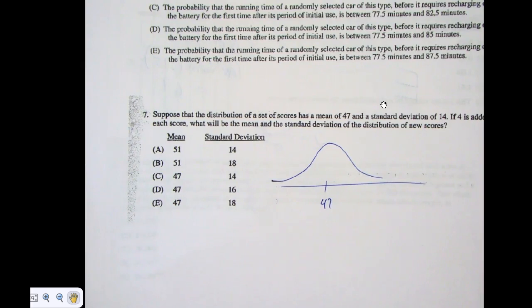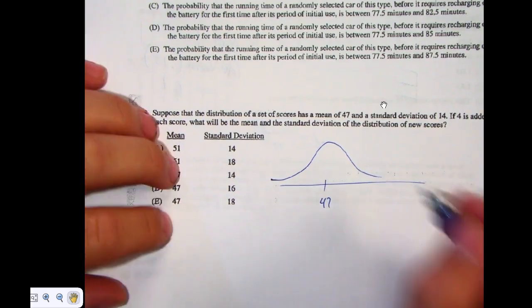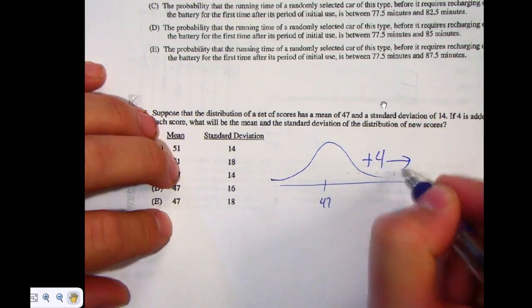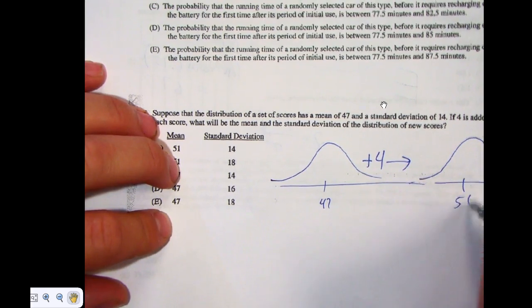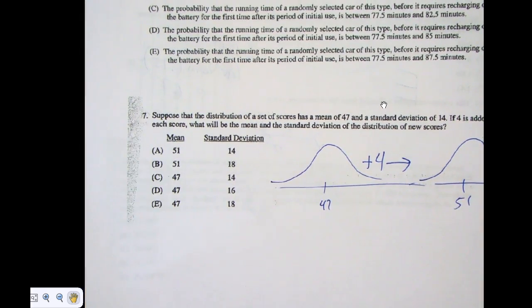Standard deviation talks about how spread out the data is, like the shape of it. If I add 4 to every number, all that's going to happen is that exact same shape will just move over 4 slots. Pick up that normal curve, move every data point over 4 slots and set it back down. Does the mean get bigger? Yeah, every point got 4 bigger, so the mean is also going to get 4 bigger.